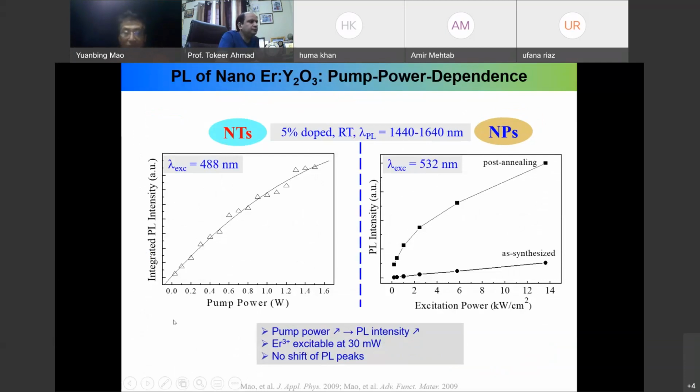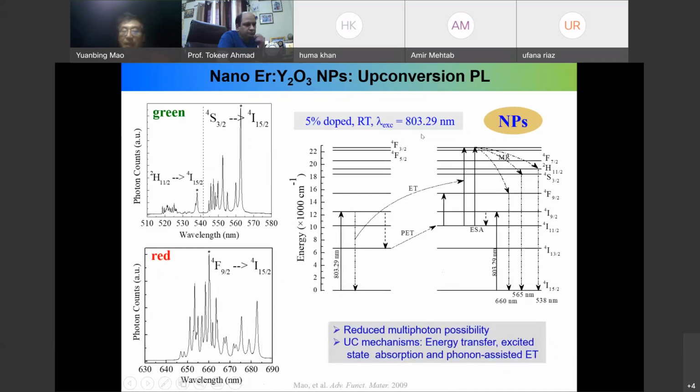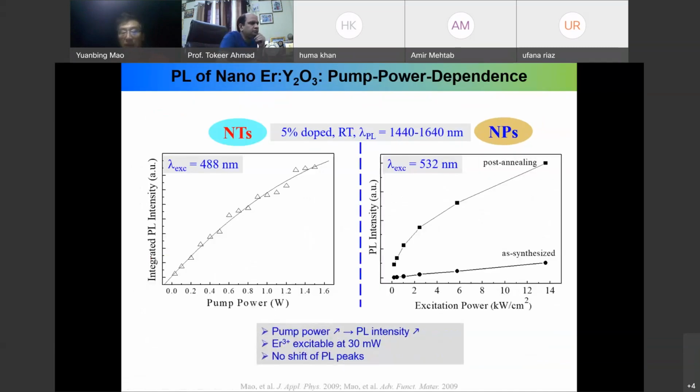As I mentioned to you here, this is excited by a laser, right? For a laser, we can adjust the pump power. And then we can see how this integrated photoluminescence intensity is related to the pump power. So we see that when the pump power increases, the photoluminescence intensity actually increases.